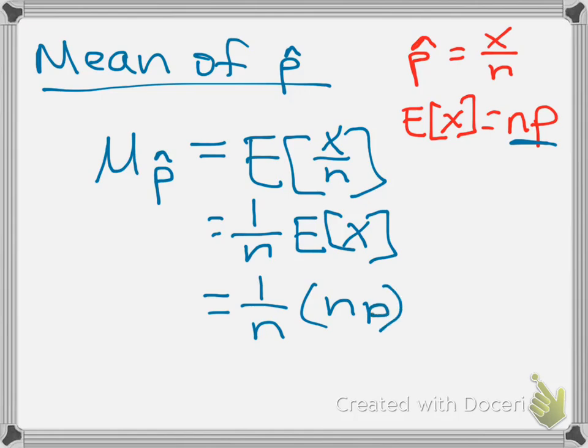And hopefully you notice that the n's conveniently cancel out, which means that the mean of P hat is always just going to be equal to P, where P, in this case, conveniently enough, represents our population proportion. That's also the same thing in the binomial setting as saying what is the probability of success. So the mean of P hat is equal to P.